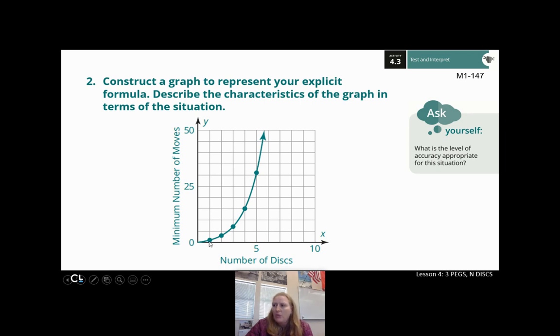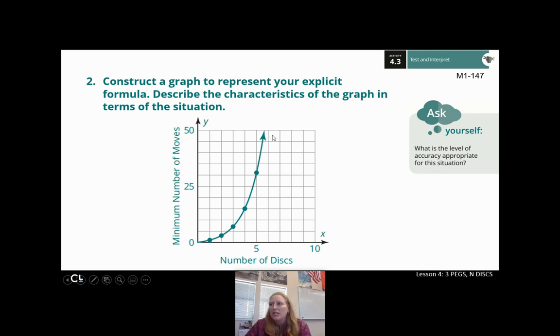So here we had 1, 1. Then we had 2, 3. Then we had 3, 7. And 4, 15, and then for 5 disks, how many do we have? We had a whole bunch. I don't have my table in front of me. But yeah, you get the idea. So I just plotted the points.